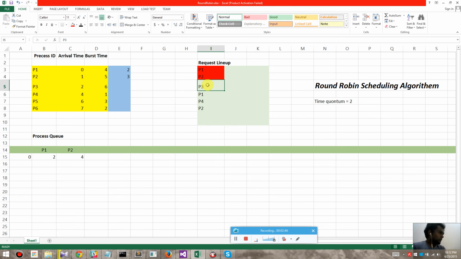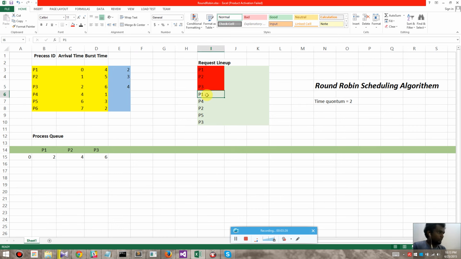Next, consider P3. It's next in the queue, and if I take P3, it has a burst time of 6, which means it needs an additional 4 time units, 2 time quantums, and P3 will be executed. I'll add P3 to the timeline, and time will be 6. By time 6, P5 has already come to the processor, so I have to add P5 to the queue, and P3 needs to be queued, since it needs some additional time.